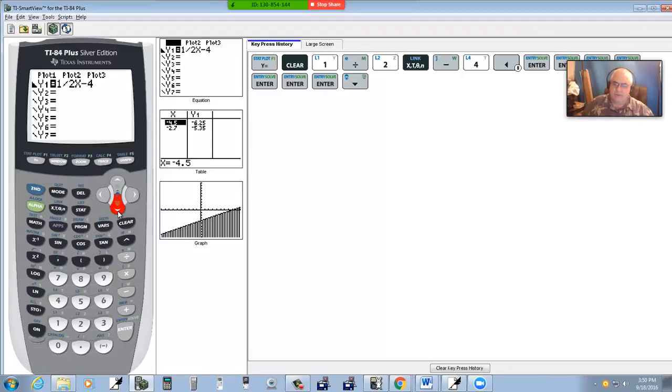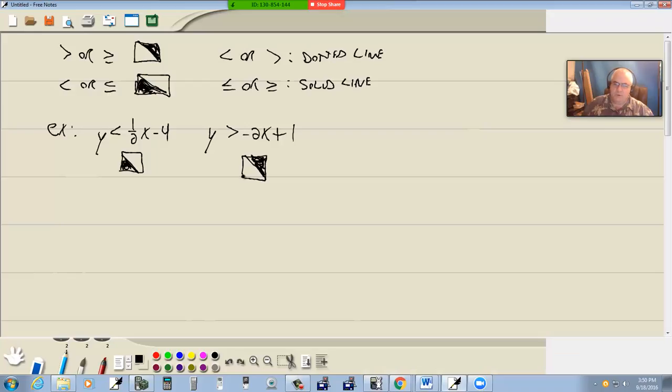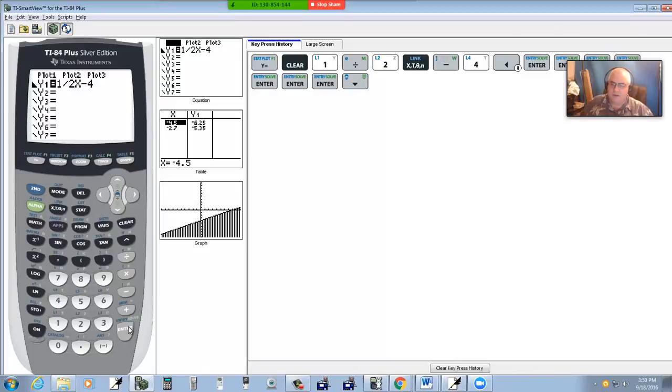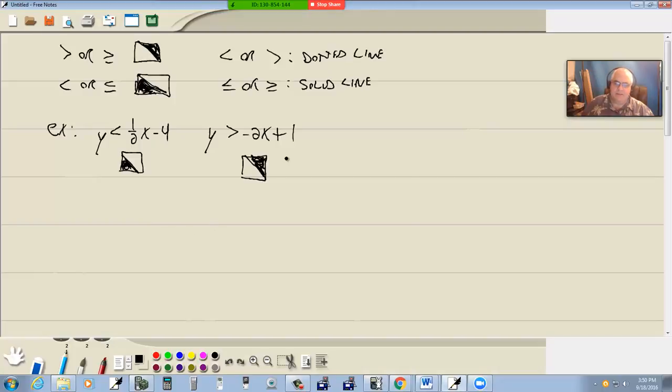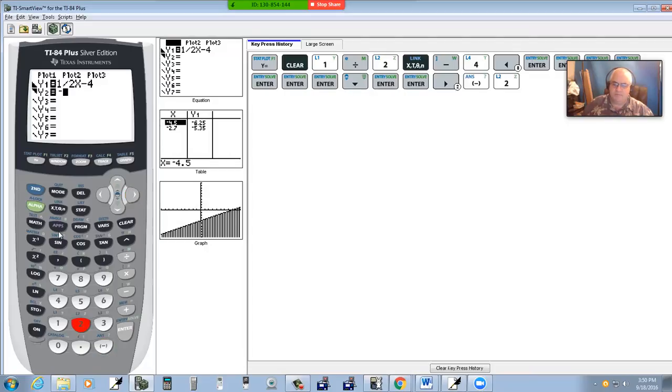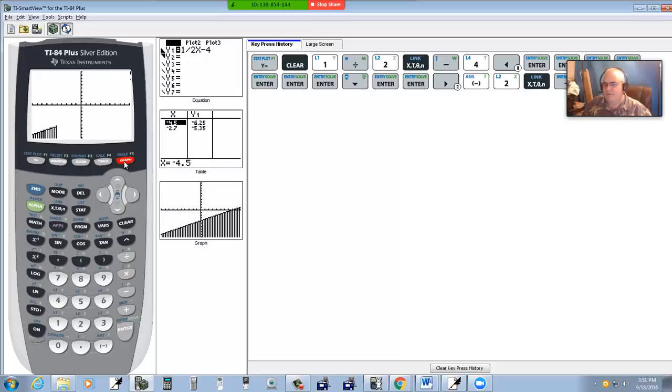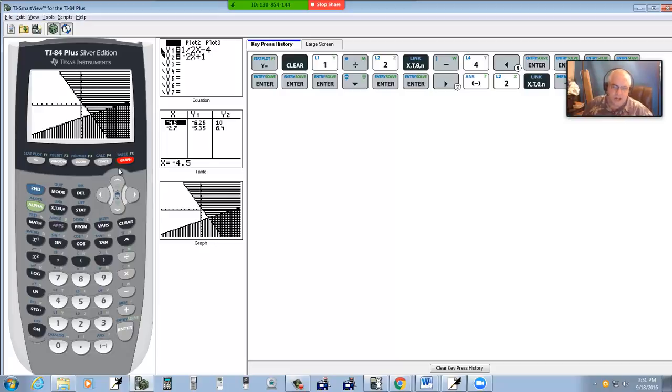Then I'll do a down arrow. And this one we want an upper right-hand triangle. So I'll press enter twice, and it's an upper right-hand triangle. And then we got negative 2x plus 1. Now you want to make sure that when you're done graphing these, you go back and get rid of the shading on those. So then we press graph. Now there's y1, and there's y2. Where they're both shaded is our answer.